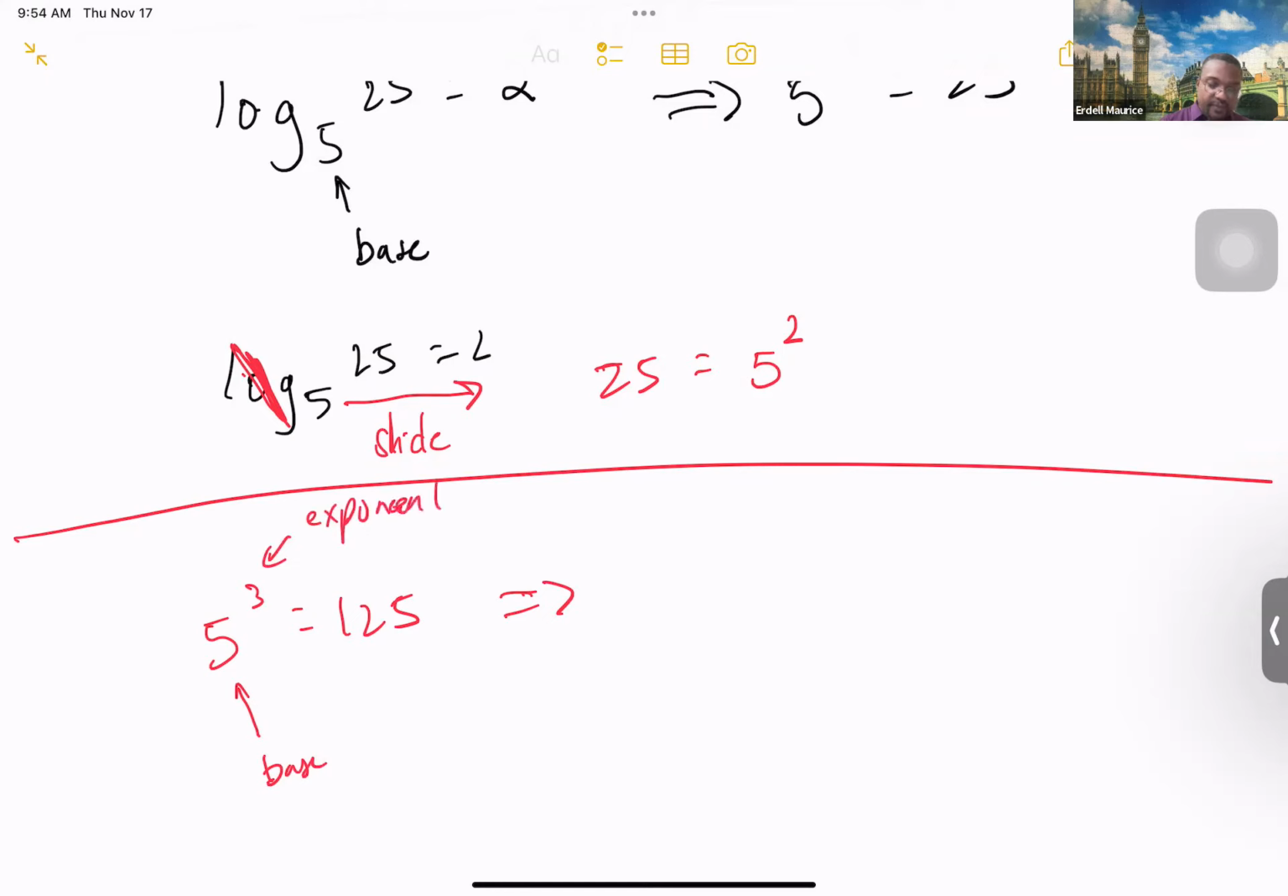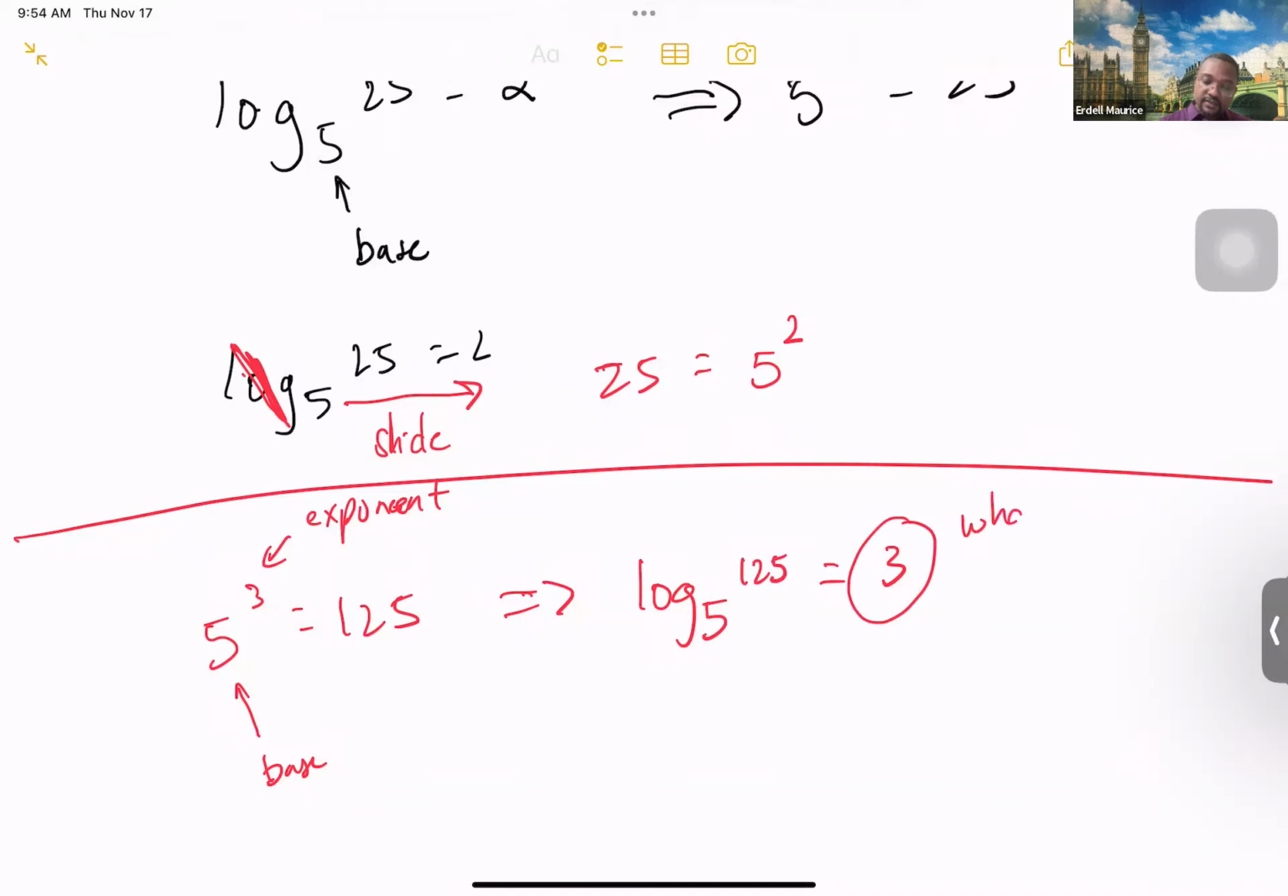They end up on opposite sides when I convert to log form. So I write the keyword log, I put in the base, and this is going to be equal to 3, because the exponent is on the other side of the logarithm. So log base 5 of 125 is 3.